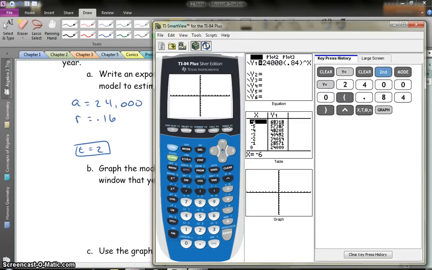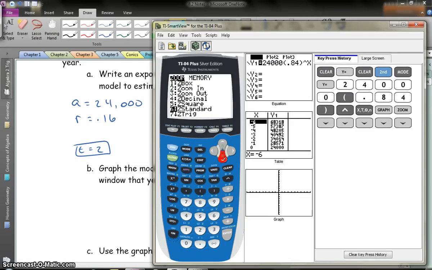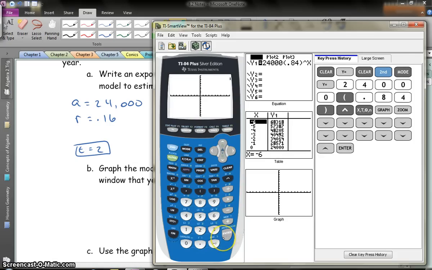I don't see anything. So how I like to start is I go zoom, and I go down to zoom fit, because a lot of times when we're dealing with these big numbers, we're not really sure where this graph exists quite yet. Once we get used to it, we'll find it. So zoom fit, and we take a look at that graph. That's my graph there.